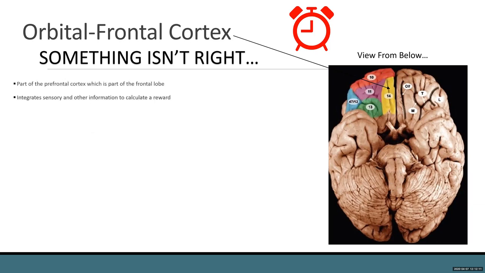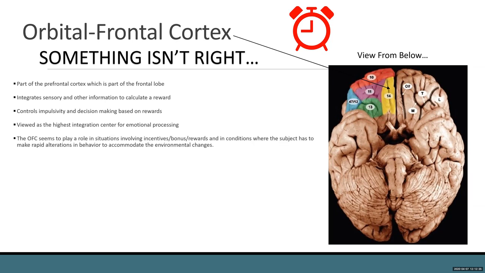the orbitofrontal cortex is very much involved in integrating sensory and other information to determine what the reward is going to be. It controls our impulsivity, right, and our decision-making based on what those rewards are going to be. It's viewed as the highest integration center for emotional processing, and it plays a role in our ability to adapt to conditions that are changing in our environment.